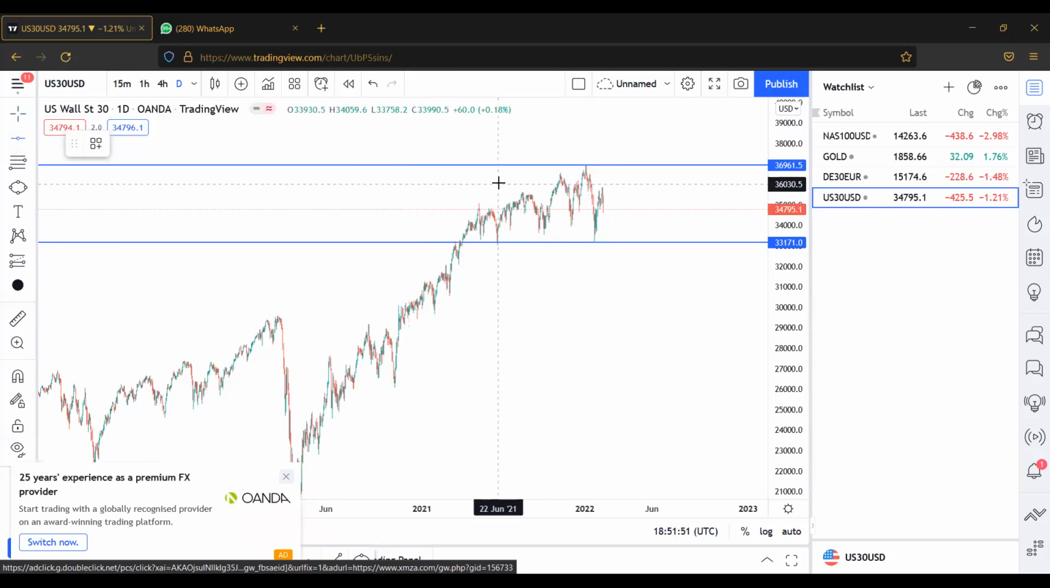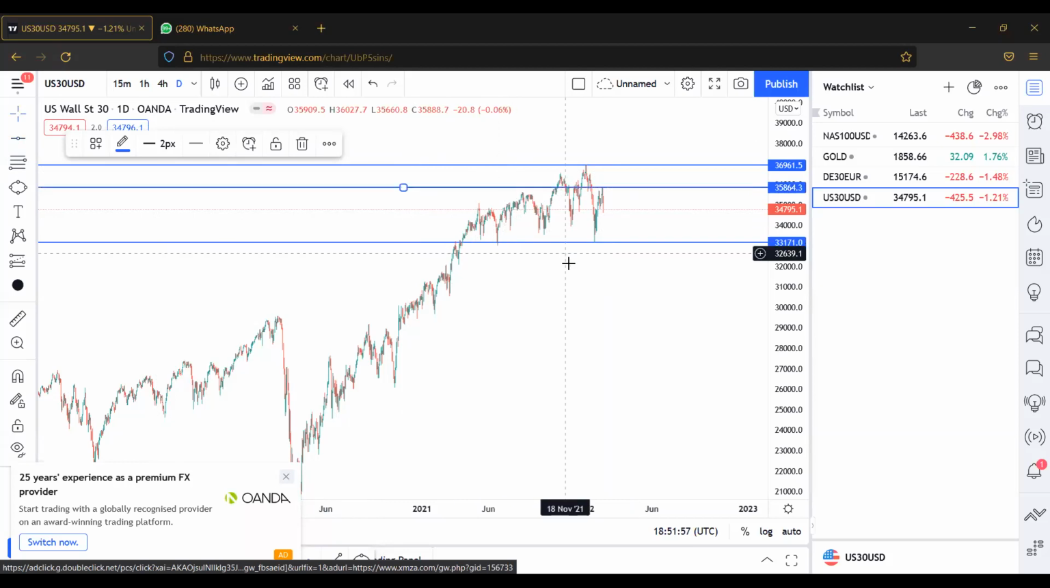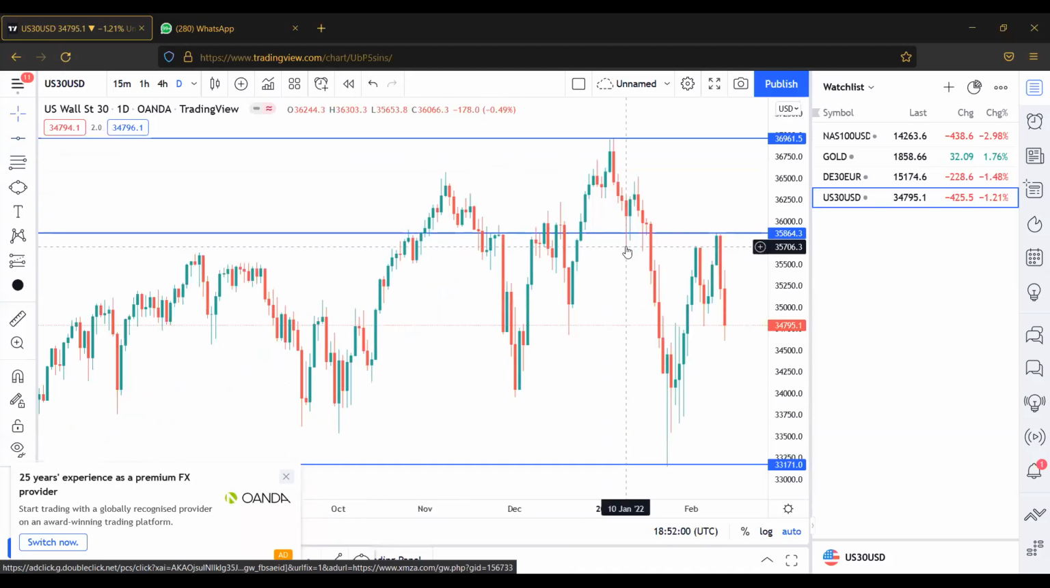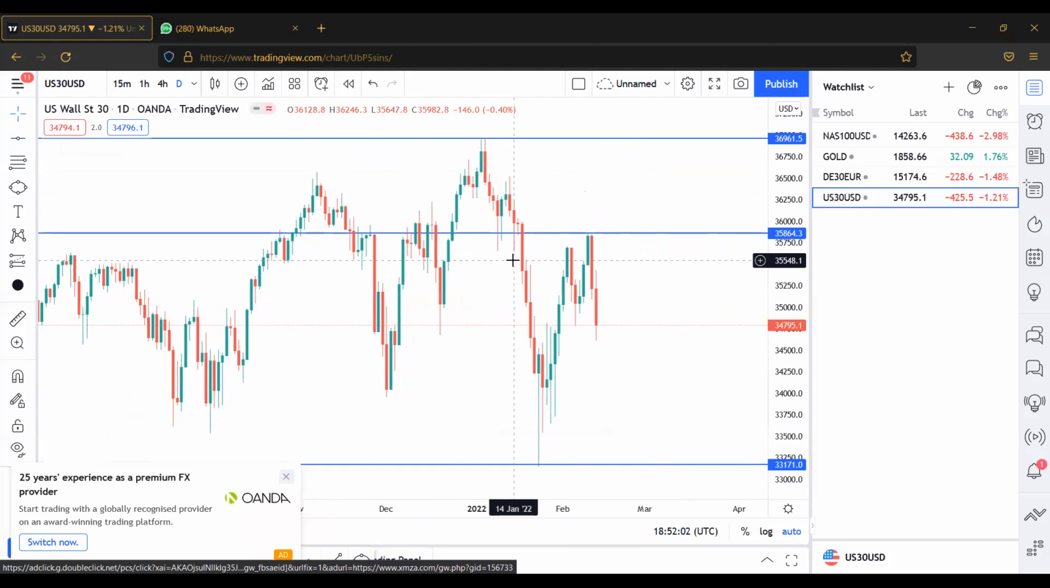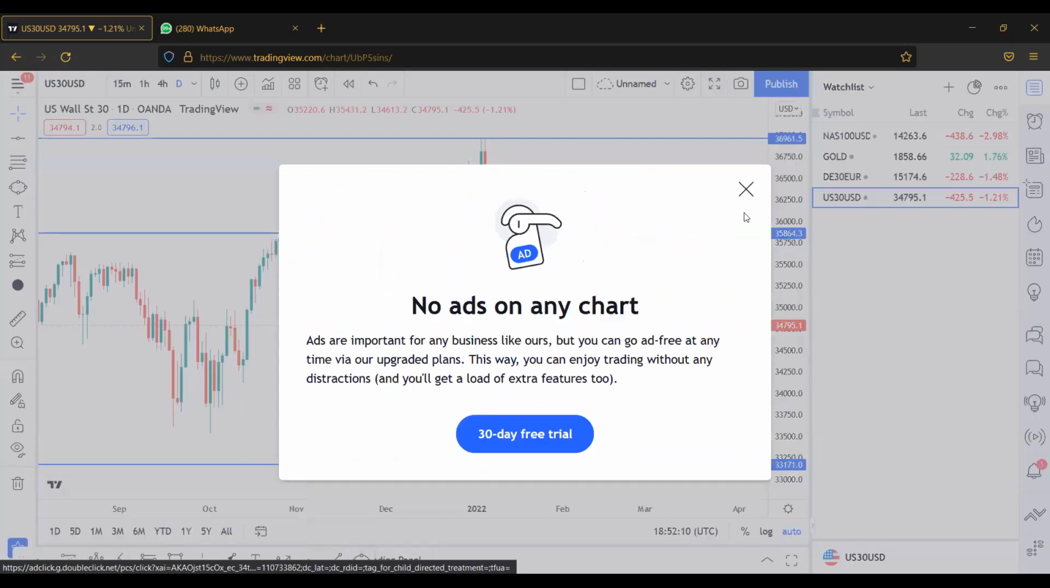Let me check. Let me put my zone first and then reset. Now we don't have it. On the daily time frame, we don't. I don't know on the smaller time frame. Do you see it?